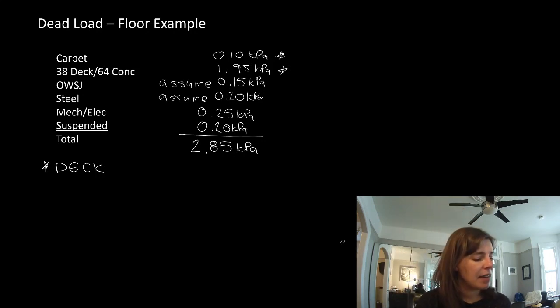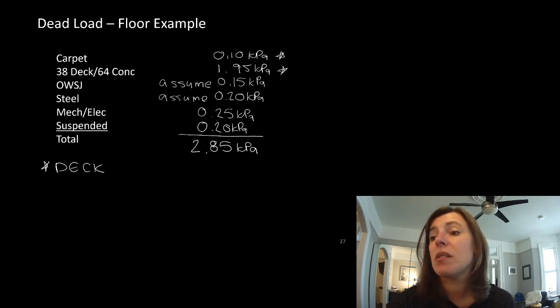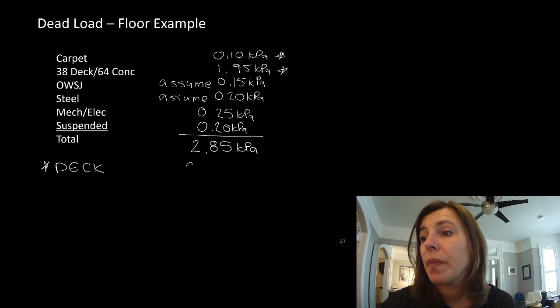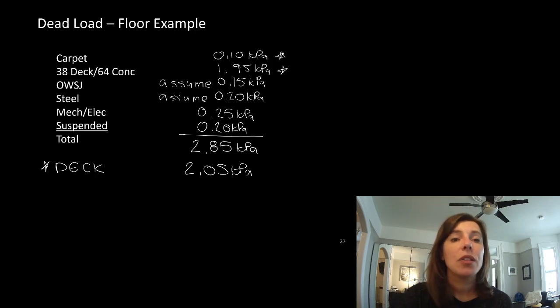It looks like that's it. It supports itself and the carpet. The deck sits on the open web steel joists, the joist sits on the steel, and then the mechanical, electrical, and the suspended hang from the open web steel joists. So we've got .05 kPa for the deck.